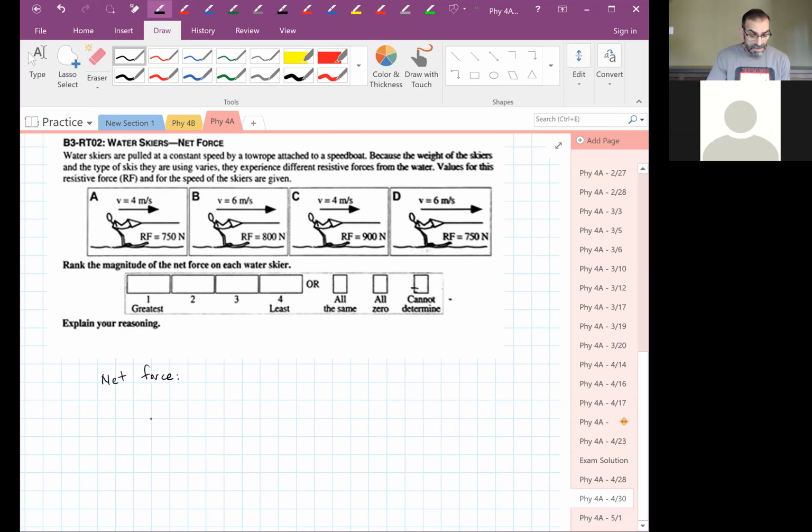It says the water skiers are pulled at constant speed by a tow rope attached to a boat. Because the skiers have different weights and skis, the resistive force between them and the water varies. The value of the resistive force is given. What's the net force on each of these skiers?